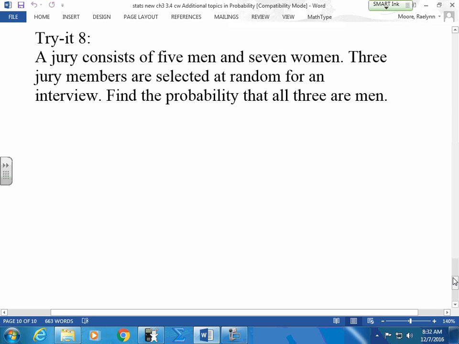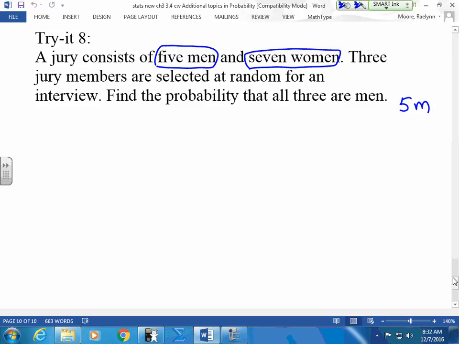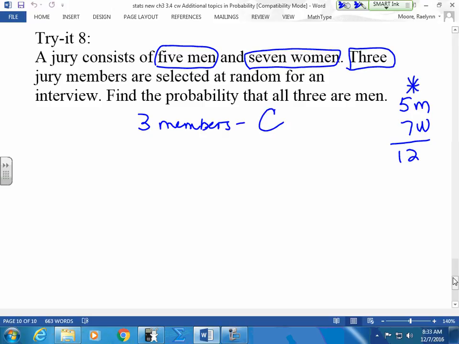And this is a very good one. We're going to work with this one for a little bit. A jury consists of 5 men and 7 women. So they gave me this for a reason. So how many people are actually sitting on my jury? 12 people on my jury. Always do this. I want to select 3 at random. Does order matter? What way I select them in from a jury? No, well, as long as they're men, I'm okay. So order doesn't matter. I'm a combinations.